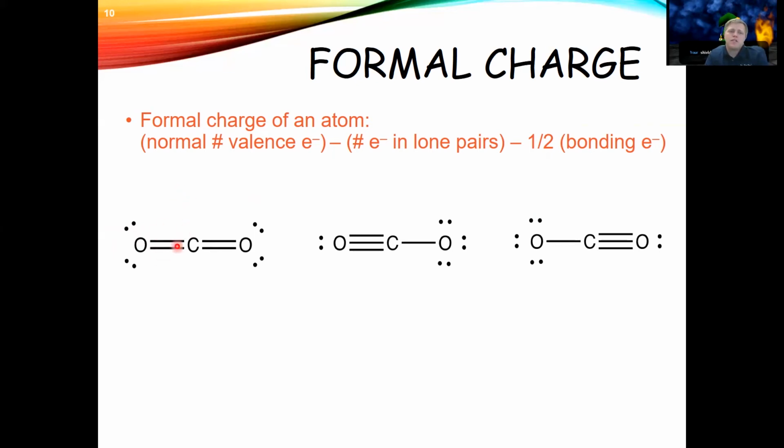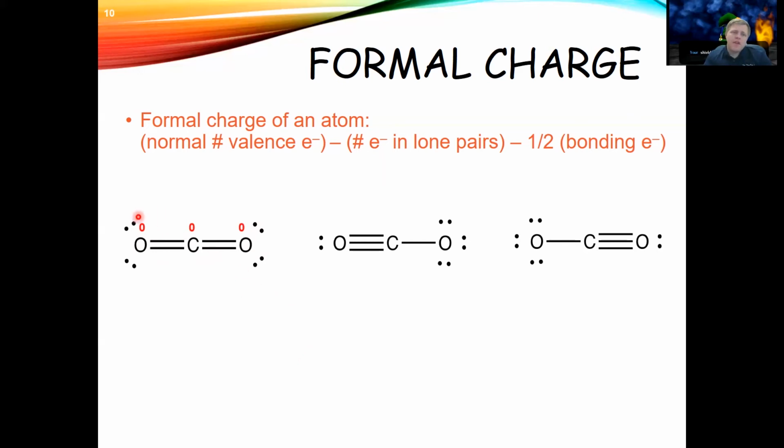We have 2 bonds. So we'll have 4 bonding electrons, but we'll have to divide that in half to have 2. And so overall, our oxygen will have a formal charge of 0. That'll be true of this other oxygen here, and it'll actually be true of carbon in the middle, though I didn't do the math for you right here on that one. Okay, so now they're all 0.